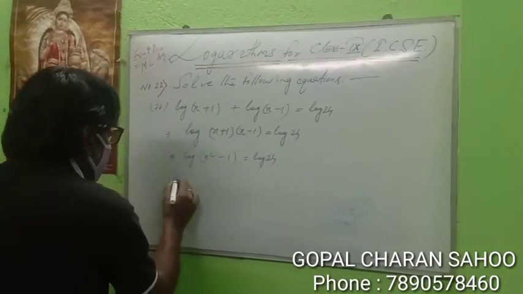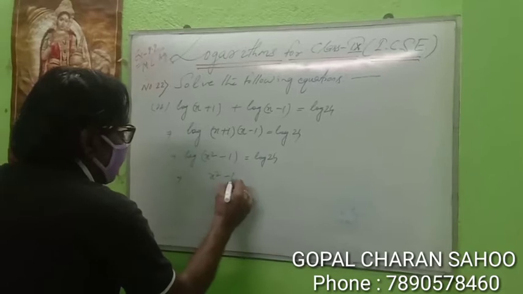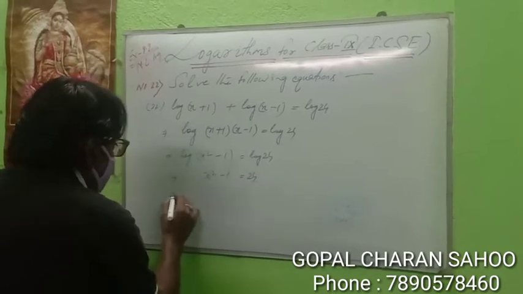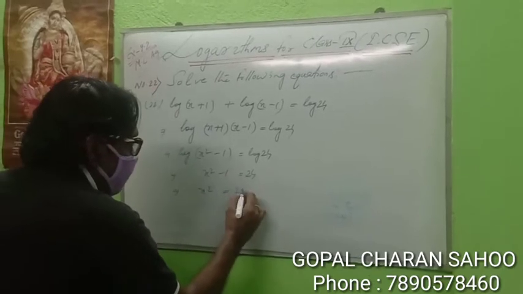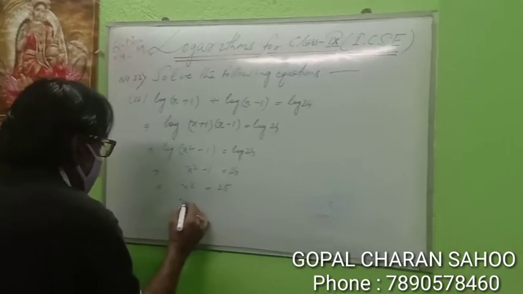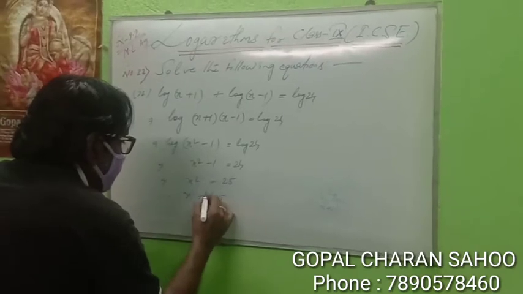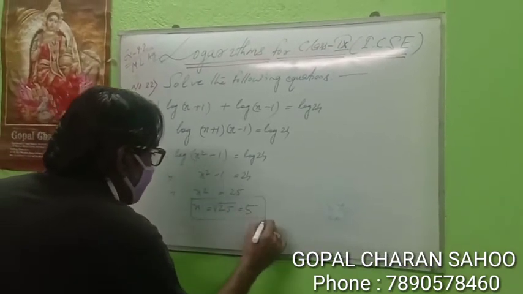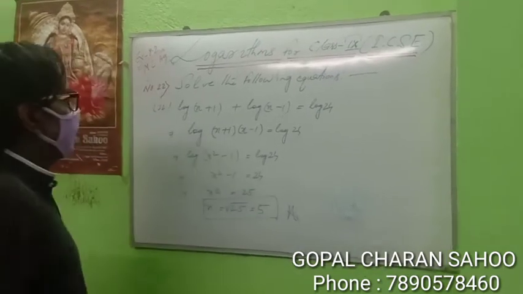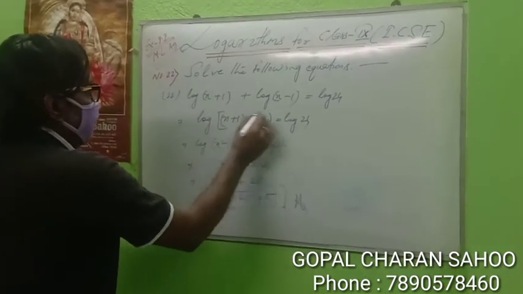24. Now comparing both sides, x square minus 1 is equal to 24. Therefore x square will be how much? This minus 1 will go that side, this will be 25. Therefore x will be square root of 25, which means x is equal to 5. This is the answer of x. Okay. This is the second part I have done.